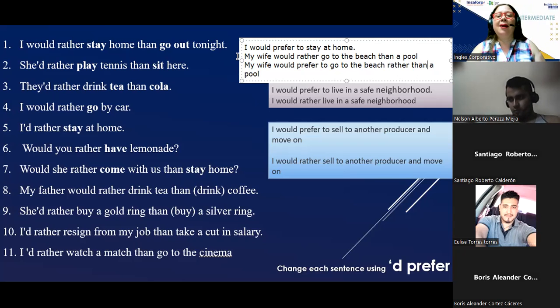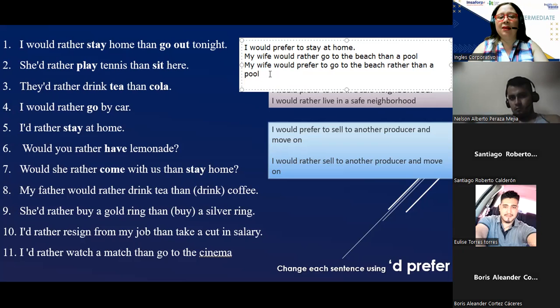Okay, then, we were saying this one, right? Santiago said it. Did you say the number 2? I don't remember. They said she'd rather play tennis than sit here. She preferred to play tennis than sit here. Exactly. Pero sería otra vez, rather than or to, okay? Rather than or to. Okay.